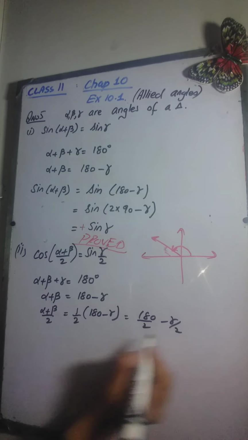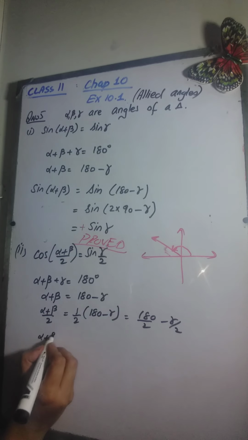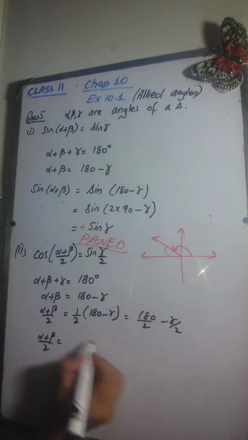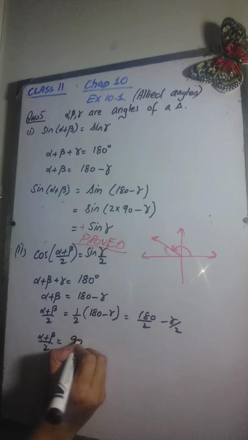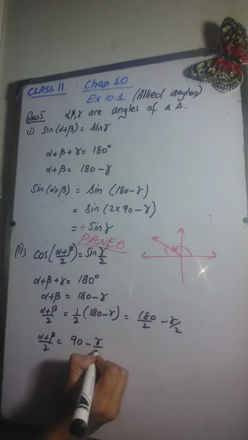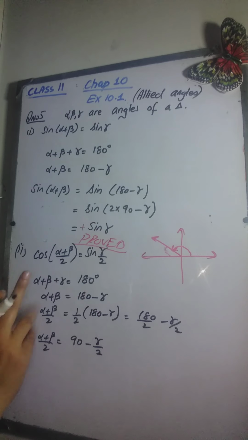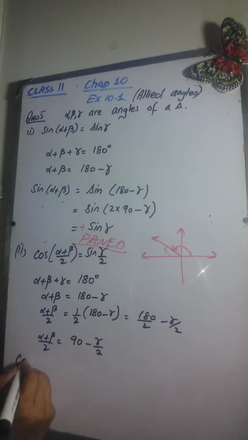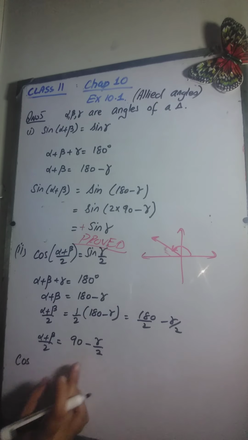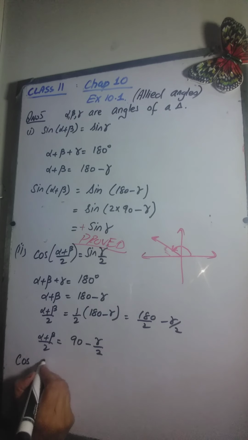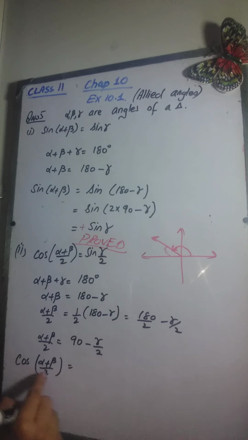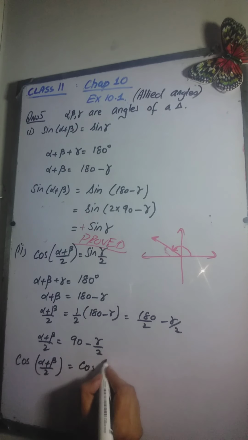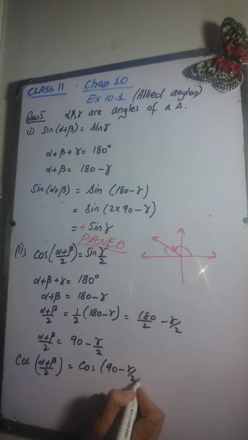Minus gamma by 2. So this is going to be alpha plus beta by 2 equals 180 by 2, which is equal to 90, minus gamma by 2. Now taking the cos of both the sides, as these two angles are congruent, their cosine will also be congruent. The cos of this angle will be equal to cos of 90 minus gamma by 2.